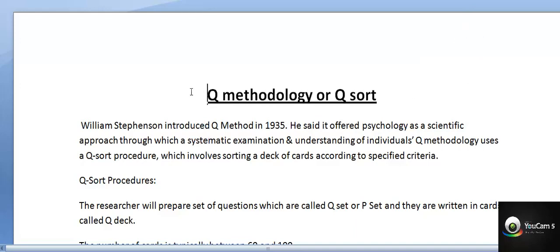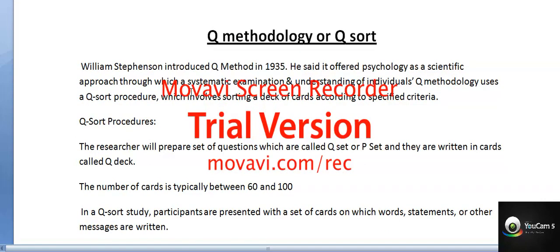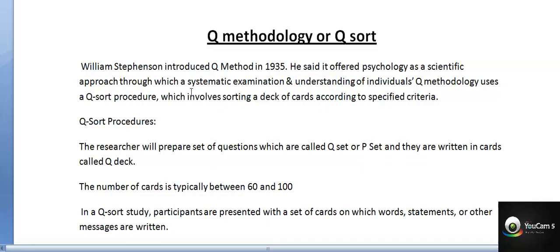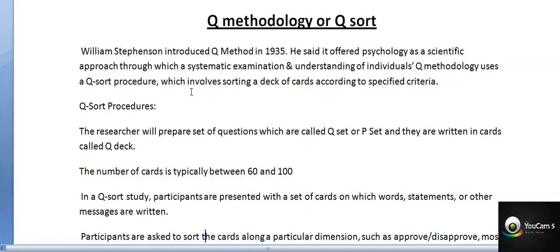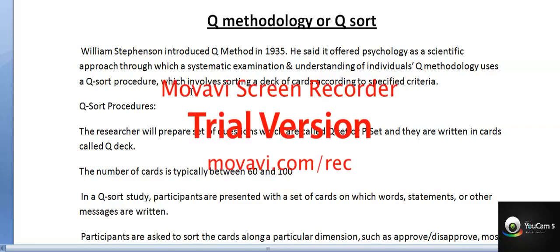It is a short discussion. So Q methodology or Q sort was started by William Stephenson, who introduced the Q method in 1935, which was a paper method, but now we have a Q sort method which is computerized. So we have software designed for that. You can just put it and send it to the participants through mail.